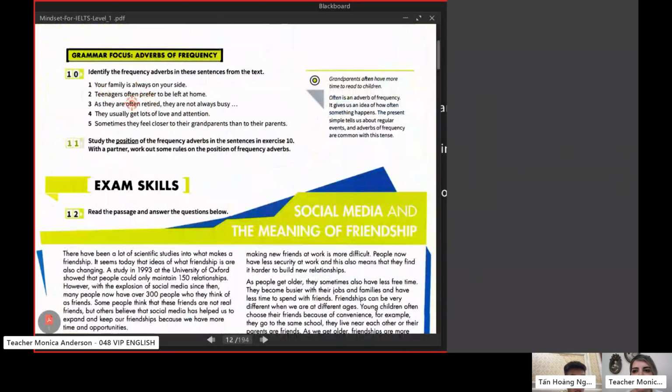Your family is always on your side. Teenagers often prefer to be left at home. As they are often retired, they are not always busy. They usually get lots of love and attention. Sometimes they feel closer to their grandparents than to their parents.